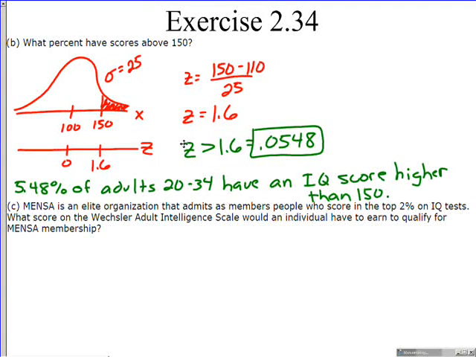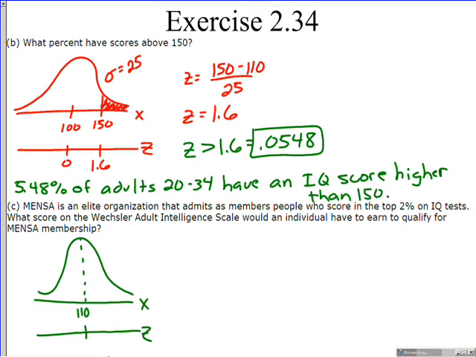Letter C, Mensa is an elite organization that admits as members people who score in the top 2% on the IQ test. What score on the intelligence scale would an individual have to earn to qualify for Mensa membership? Okay, once again, draw your distribution. There's our mean score of 110. We're looking for the top 2%. So we're talking about this small area right out here. We're looking for that score.